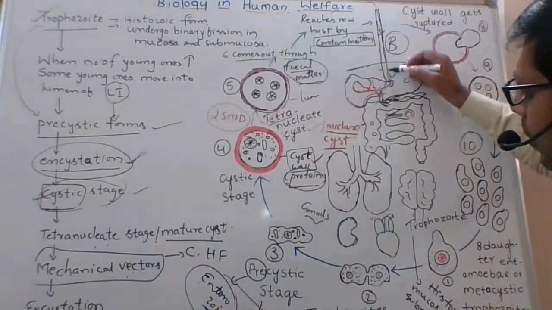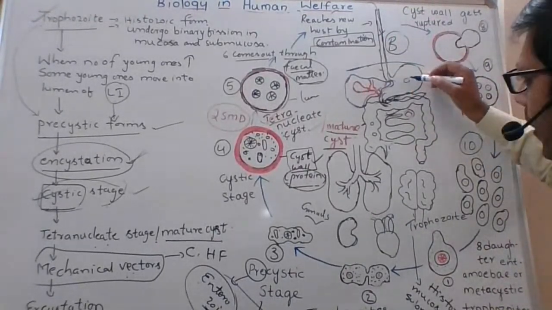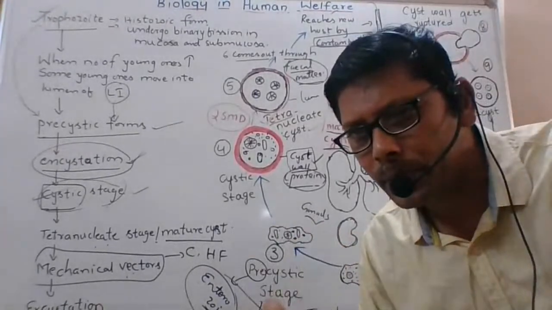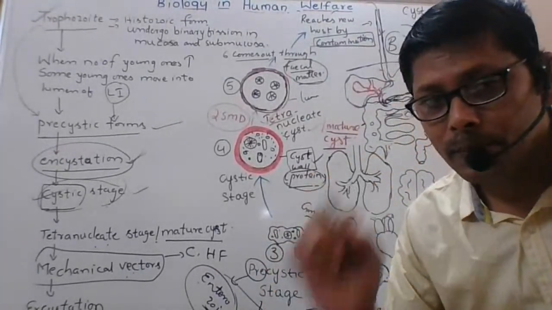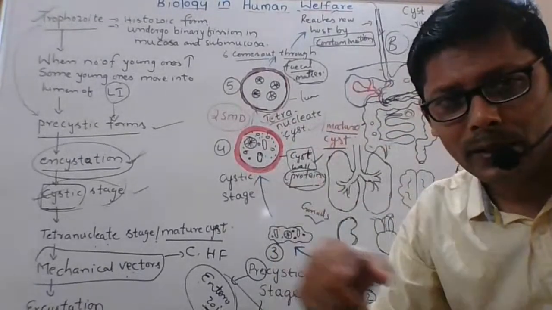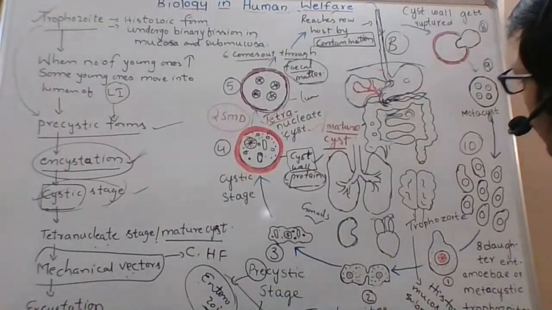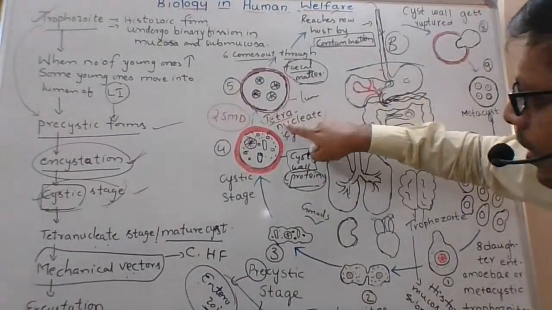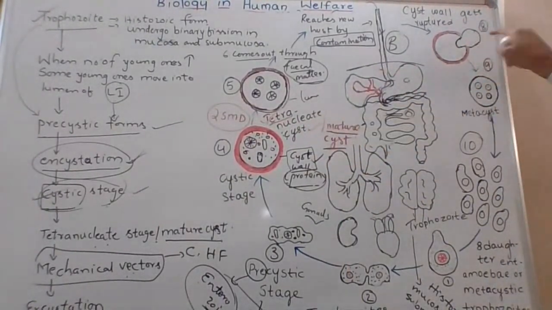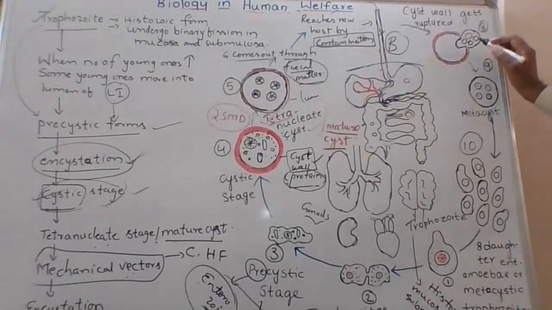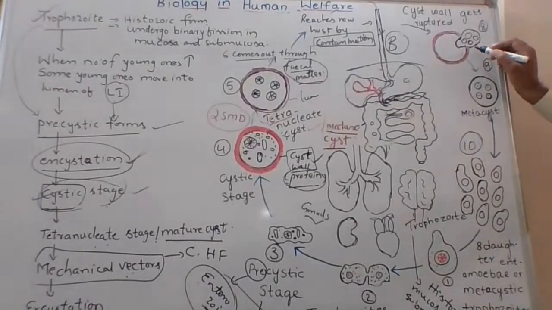When they enter the new host's body, in the small intestine there is an enzyme called trypsin. That trypsin digests the cyst wall. Now the trypsin is digesting the cyst wall, and the tetranucleate cyst is coming outside. This is the tetranucleate cyst which is coming outside.